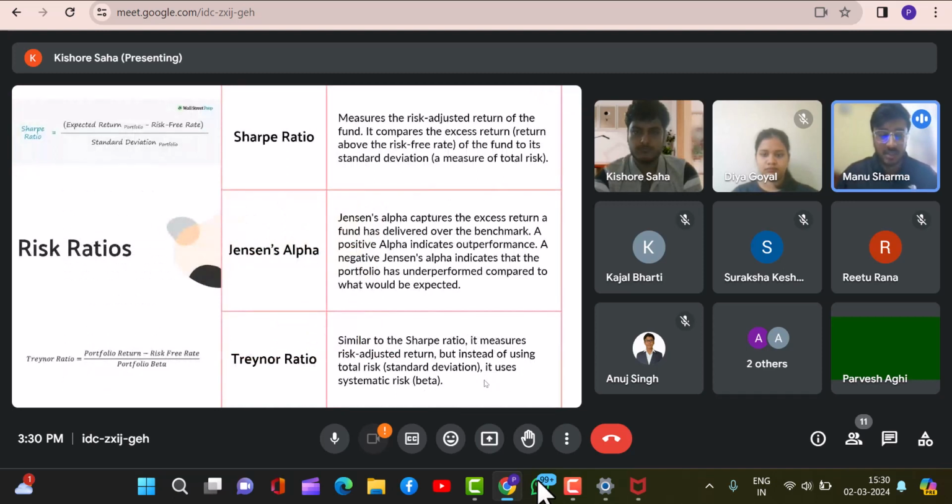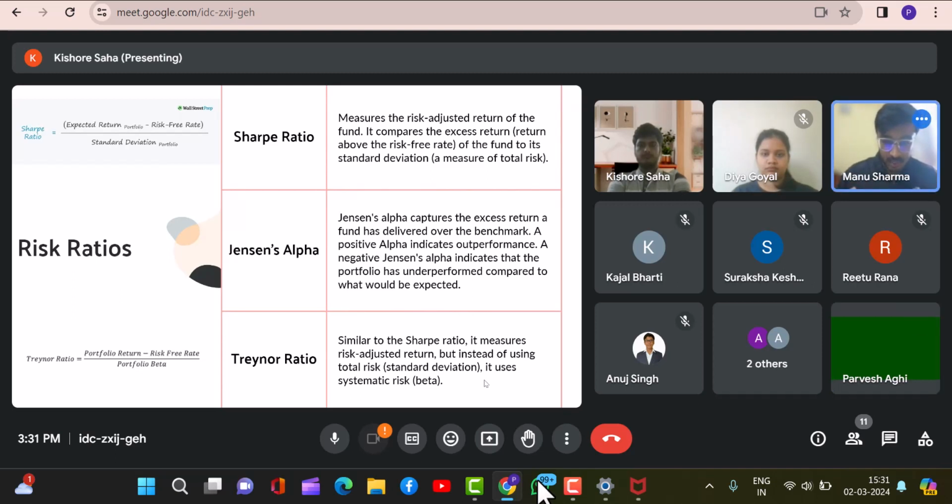So moving on to the risk ratios, these ratios help us to understand the risk-adjusted return of a fund. So the Sharpe ratio, for example, is calculated as the expected return minus the risk-free rate. Which means how much the fund is giving a return above the risk-free rate, which is the rate of the GSEC bond. So it is divided by standard deviation. Standard deviation is a measure of overall risk. So through this ratio, we can understand the return the fund is giving per unit of risk.